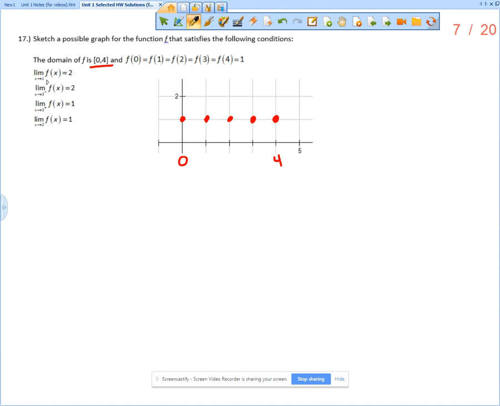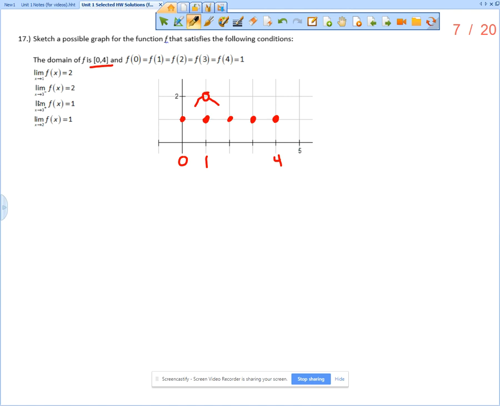Now we need to look at this first limit statement. The limit as x approaches 1 of f of x is 2. So here's x equals 1. The limit as x approaches 1 of this function is 2, meaning there must be an open circle at 1, 2. There cannot be a closed circle because there's already a closed circle at 1, 1. And if the limit as x approaches 1 is 2, that means from either side, we must be coming into that open circle. It could be coming in from above or whatever, but it has to be going into that open circle on both sides. So that's the start of our picture.